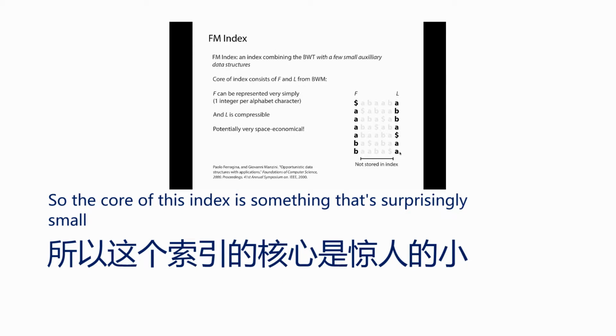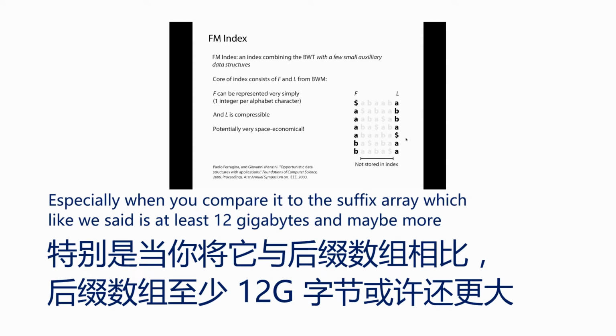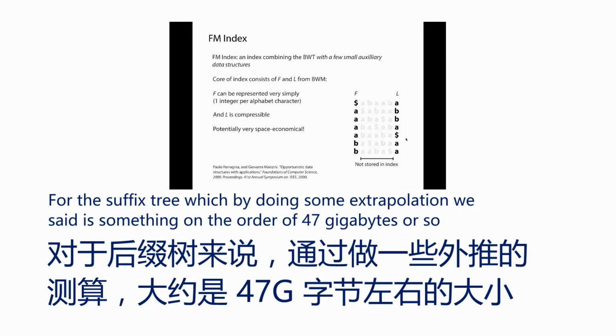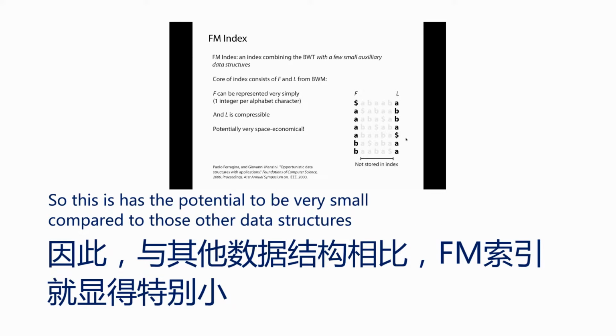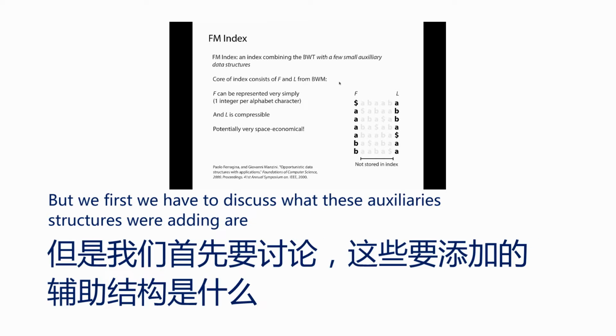So the core of this index is something that's surprisingly small, especially when you compare it to the suffix array, which, like we said, is at least 12 gigabytes and maybe more, or the suffix tree, which by doing some extrapolation we said is something on the order of 47 gigabytes or so. So this has the potential to be very small compared to those other data structures, but first we have to discuss what these auxiliary structures we're adding are.